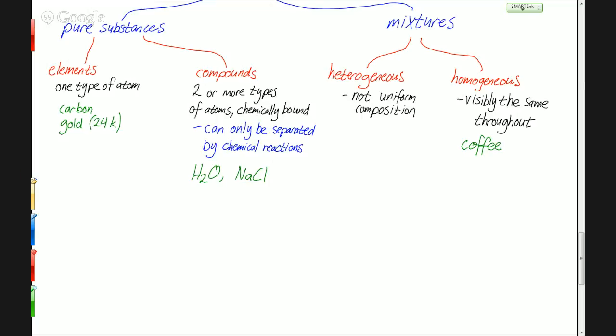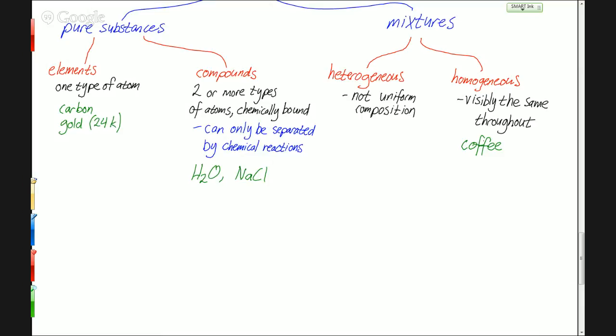So that's an example of a mixture because it has all these different molecules inside it. It's definitely made up of lots of different kinds of things. But when you look at coffee, you can't say, well, the water's over here and the caffeine's over here and the flavor's down here. It all looks the same throughout. So that's what we would call a homogeneous mixture.